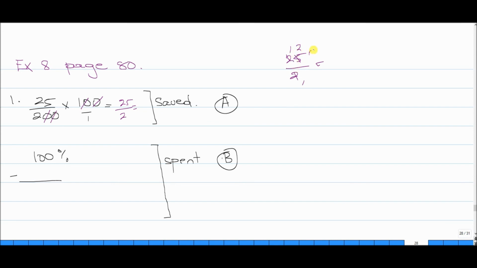We have a remainder of 1. So we'll add a decimal point, and we'll add a 0. And we say 2 into 10 would go 5 times. Our answer is 12.5. So for the saved section, our answer would be 12.5, or 12.5%.